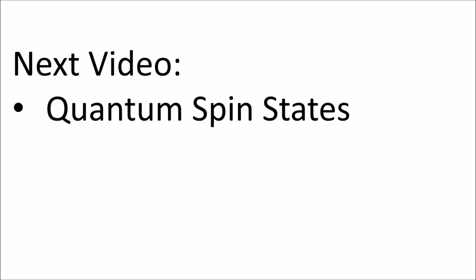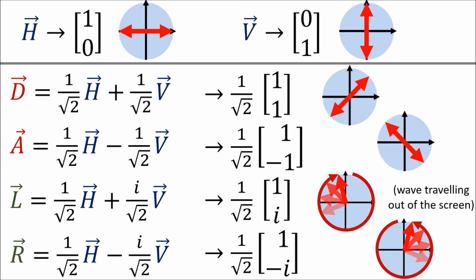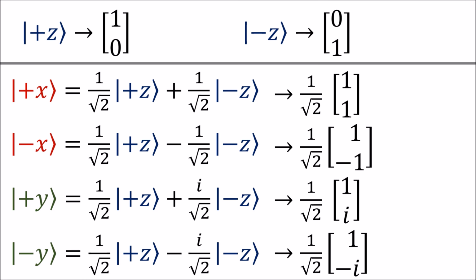In the next video, we're going to learn about quantum spin states and how they are also described by spinors that transform with SU2 matrices. Even though this is a different physical phenomenon, we'll find that the mathematics of analyzing quantum spin states is almost the exact same as the math required for analyzing polarizations of light waves. This will show us that spinors are indeed useful tools that can solve multiple problems.